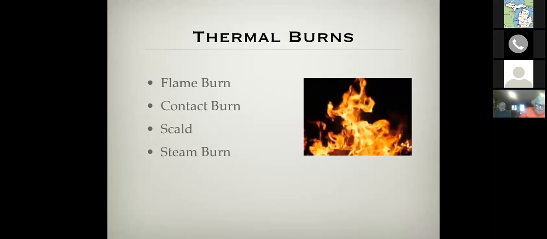So thermal. Obviously, the big thing we think of is flame burns. But also, we need to think about contact burns. You grab that hot pan in the oven, or you grab that hot sandwich out of the microwave. Scalding injuries, hot water injuries. How many of us have gotten in the shower and, oh, that's way too warm? And also steam burns. Steam burns are a very common type of thermal burn that we underestimate.